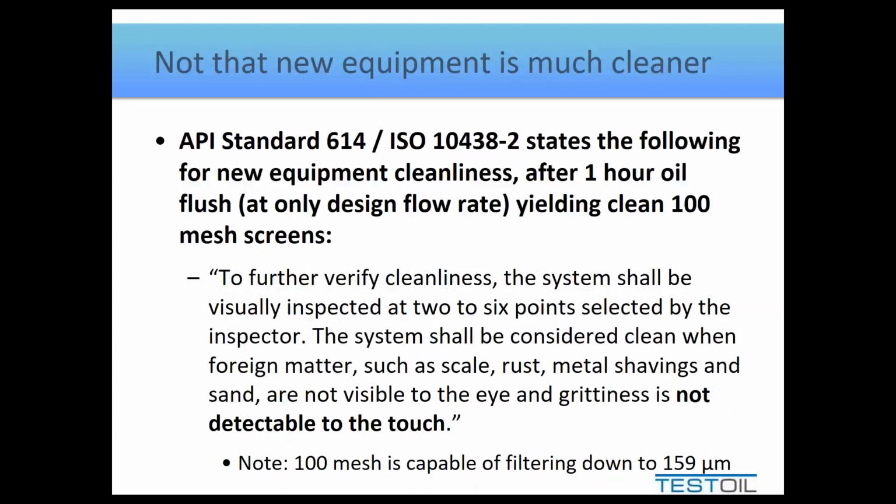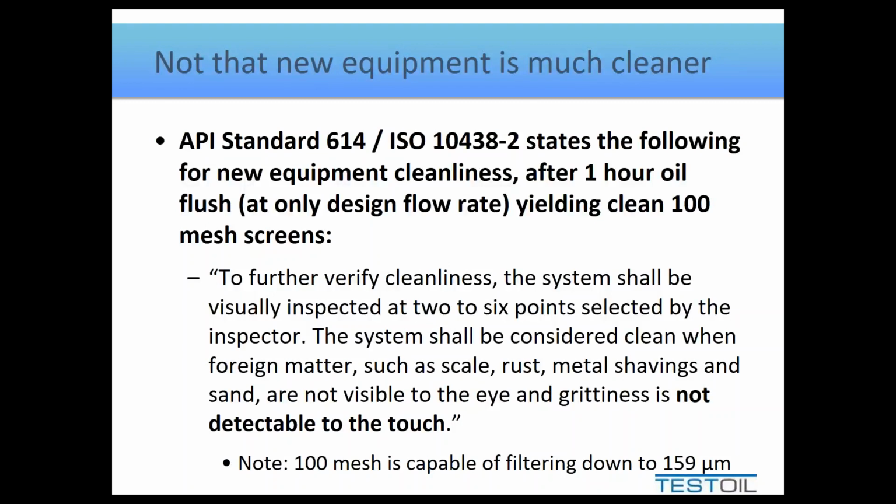The third thing, though, is that it says this 1-hour flush at design flow rate needs to employ 100 mesh screens. Well, the little note I put at the bottom there tells you that a 100 mesh is equivalent to about a 159 micron filter. So these screens are not really removing the stuff that we should be most concerned about. But then keep reading. Read the quote here.